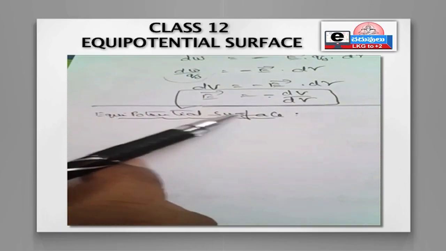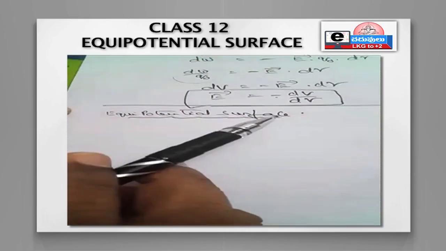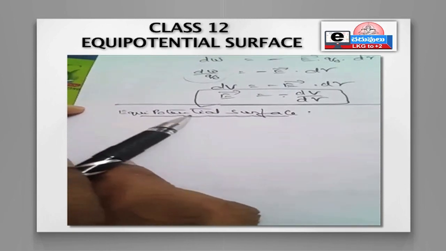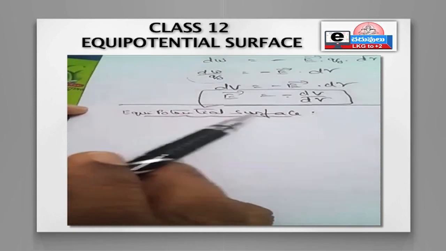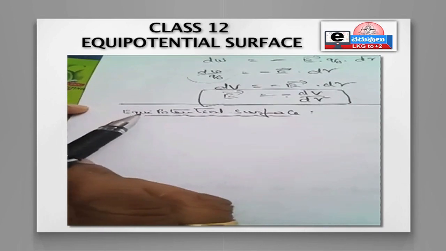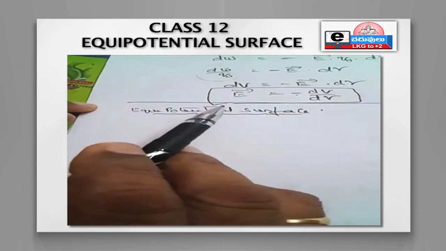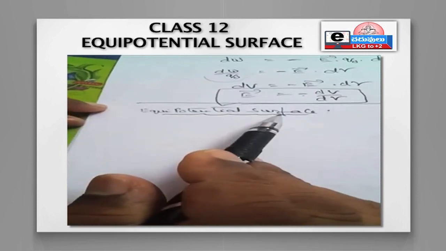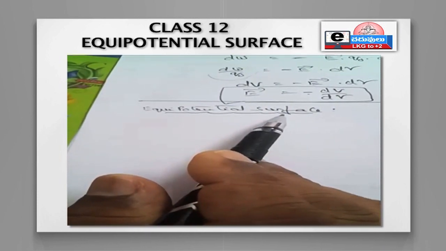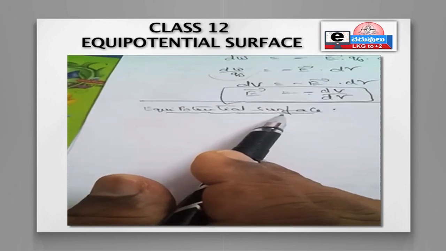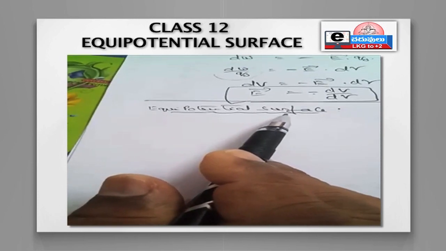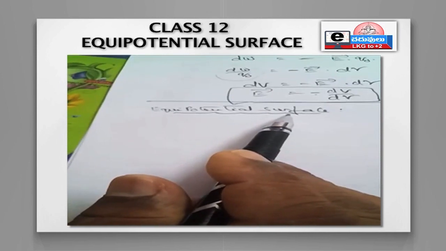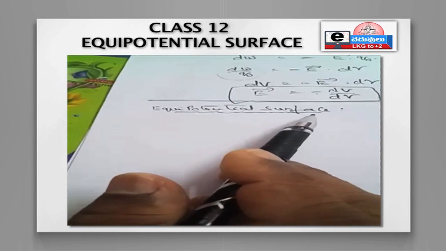So the next concept is equipotential surface. The term itself indicates that if the potential on a surface is equal, or uniform throughout the surface, then that surface is nothing but an equipotential surface. So how to define it? Any surface which has the same electrostatic potential at every point is called an equipotential surface.